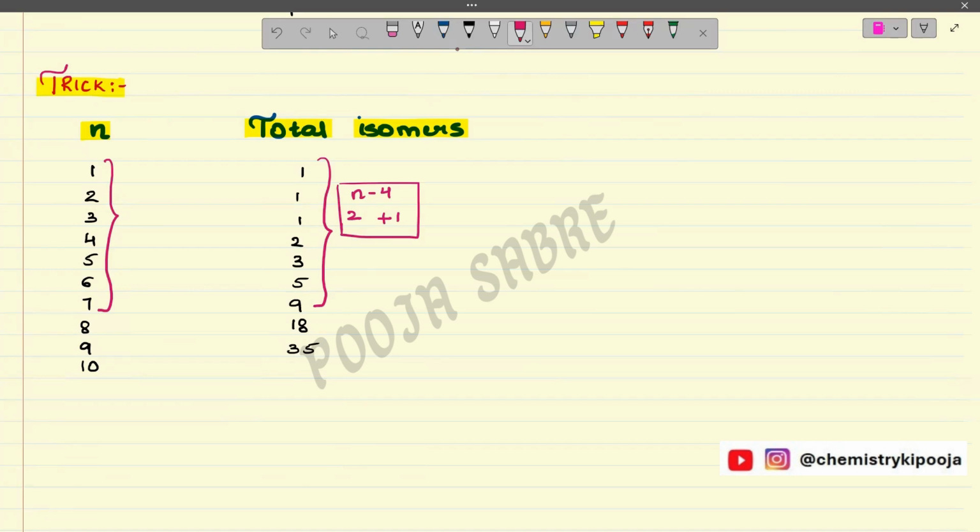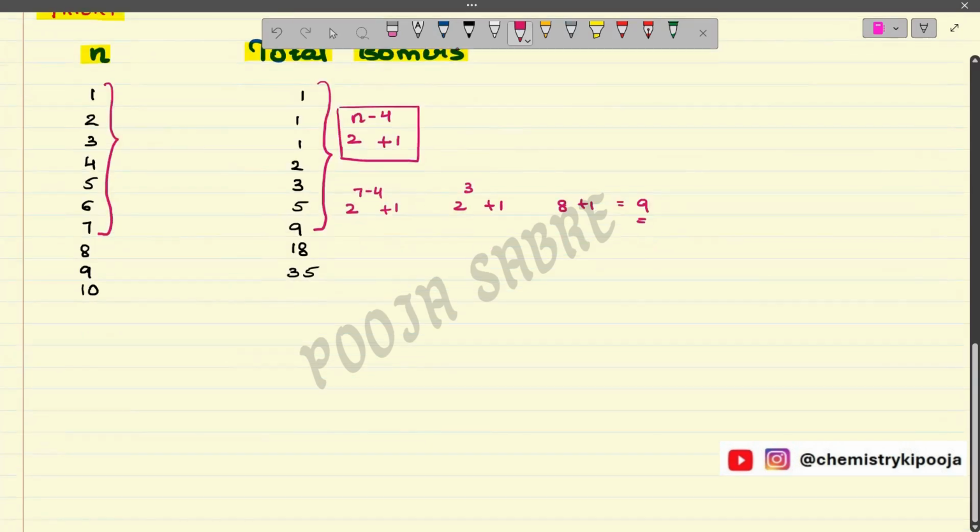That is for 7. So, for 7, it is 2 raised to 7 minus 4 plus 1, which is 2 raised to 3 plus 1. This will be 8 plus 1, which gives me 9. So, a total of 9 isomers are possible for heptane. Let us have a look now at octane.